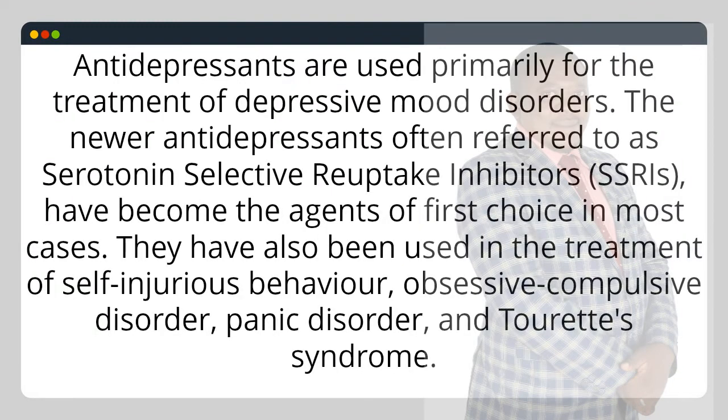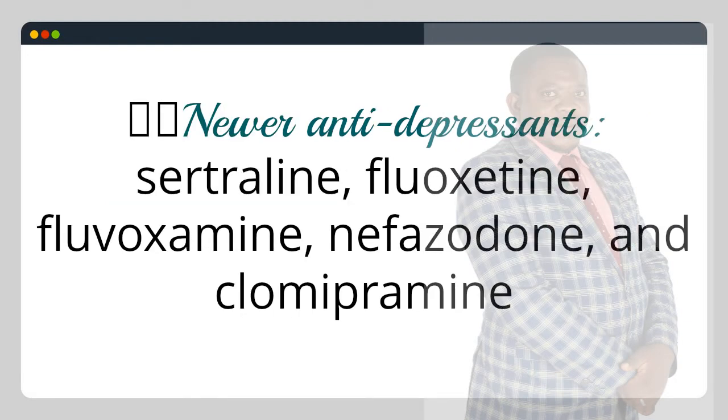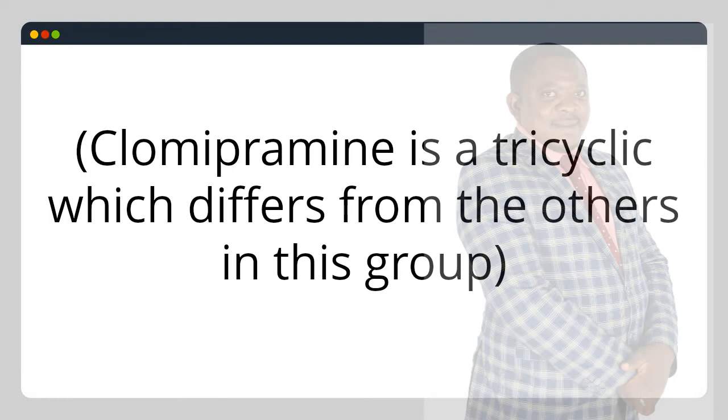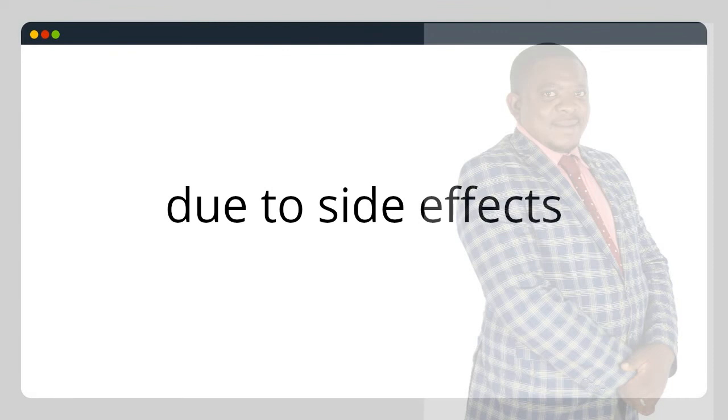Antidepressants. Antidepressants are used primarily for the treatment of depressive mood disorders. The newer antidepressants, often referred to as selective serotonin reuptake inhibitors, SSRIs, have become the agents of first choice in most cases. They have also been used in the treatment of self-injurious behavior, obsessive-compulsive disorder, panic disorder, and Tourette's syndrome. Examples: older tricyclic antidepressants, amitriptyline, dothiepin, nortriptyline, and imipramine. Newer antidepressants, sertraline, fluoxetine, fluvoxamine, nefazodone, and clomipramine. Clomipramine is a tricyclic which differs from the others in this group. Monoamine oxidase inhibitors, MAOIs, such as phenelzine, are rarely used in mental retardation due to side effects.